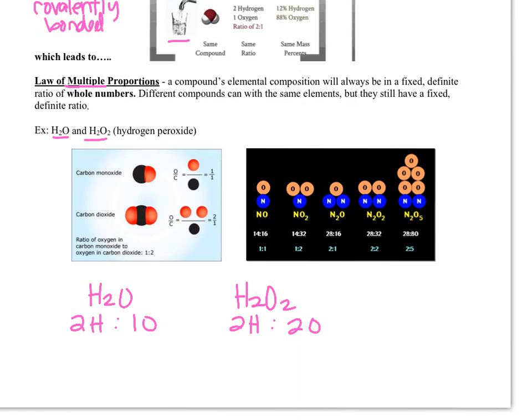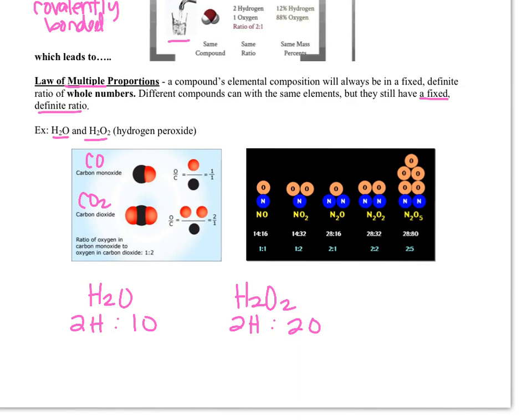So law of multiple proportions just means that you can have more than one compound with the same elements in them. But this fixed, definite ratio is what makes them the compound they are. So here's some other examples. You've got carbon monoxide versus carbon dioxide, right? So that's CO versus CO2. Both of them have carbon and oxygen. Carbon monoxide is 1 to 1, whereas carbon dioxide is 2 to 1, right? So those are multiple proportions. So there's multiple options with how carbon and oxygen can be combined together.